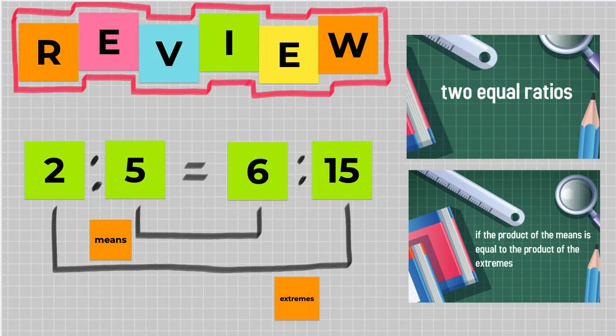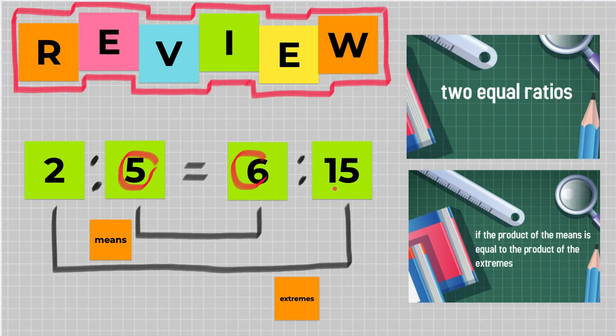Let's have the example here. 2 is to 5 and 6 is to 15. Now, the numbers that are found inside are what we call means. And the numbers that are found outside are what we call extremes.